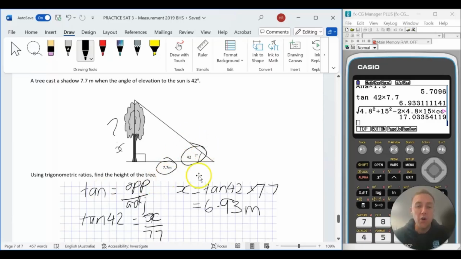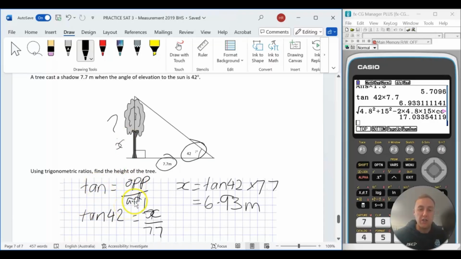First thing we've got to do, we've got to know what we've got. So we've got this angle here. We've got this measurement here, and we're trying to find this measurement here. If we ignore the tree, we've got a perfect right angle triangle. We've got our angle, we've got our adjacent, and we are trying to find our opposite. So that means one thing and one thing only. We are using our tan ratio. All right, so tan equals opposite over adjacent.